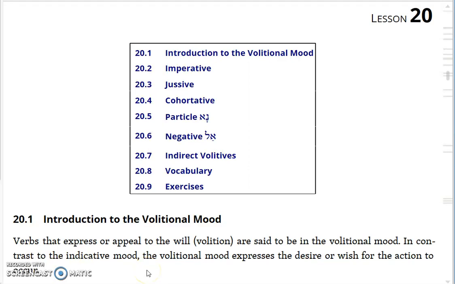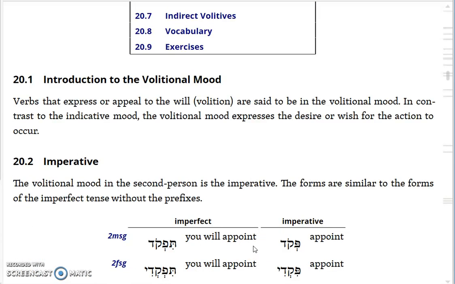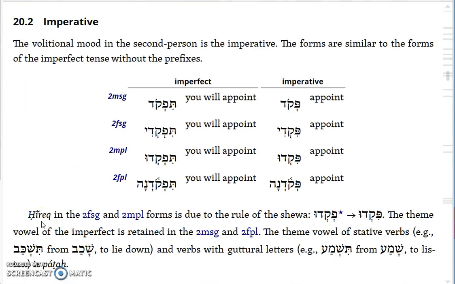We will now introduce Lesson 20, Introduction to the Volitional Mood. Verbs that express or appeal to the will, volition, are said to be in the volitional mood. In contrast to the indicative mood, the volitional mood expresses the desire or wish for action to occur. And the first of the volitional moods that we'll look at will be the imperative.